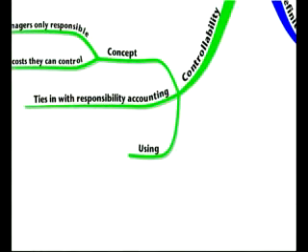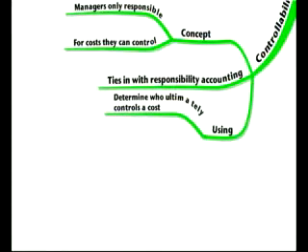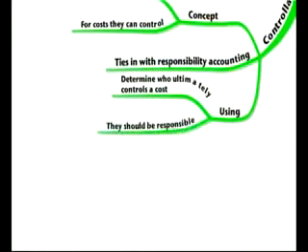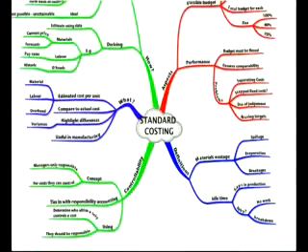So how do you use this when you're doing a question on F5? Firstly, you need to determine who ultimately controls a cost. So if you're given details in a question, determine who ultimately controls the cost, and they should be responsible. So put them in charge of that particular cost. So that's our standard costing, our introduction to variance analysis, which we'll look at next time.